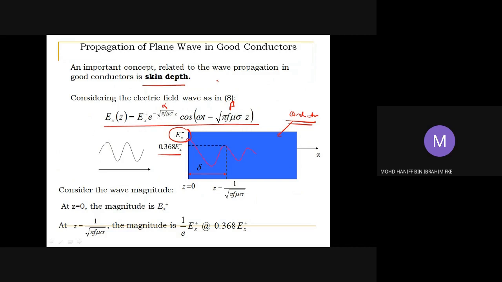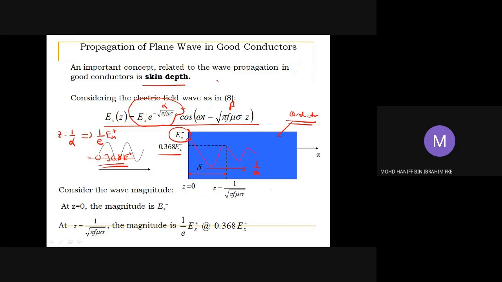If we take this as the amplitude of your wave, and we have a distance of Z equals 1 over alpha, the amplitude becomes 1 over e of the Ex positive. Am I right? So when Z equals 1 over alpha, the amplitude of the wave becomes 1 over e of the initial amplitude, which equals 0.368 of the amplitude. So basically the skin depth is equal to 1 over alpha. If you have a bigger alpha, the skin depth will be smaller.